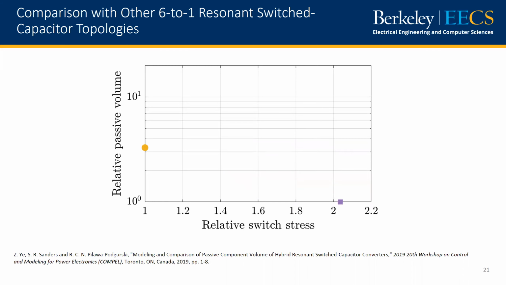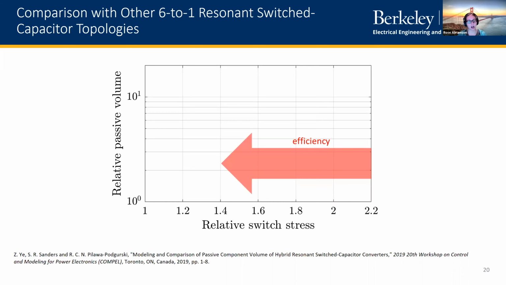So what are the units, Rose, for X and Y axis? So since these are normalized units, the relative passive volume is normalized to the output power. So I think these ones are unitless, but the paper that I cited gives a lot more information on this. This is a very detailed theoretical work. So there is a lot more information in the citation, but these are essentially just normalized.